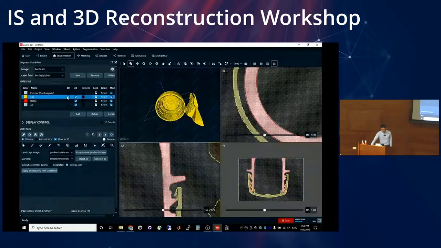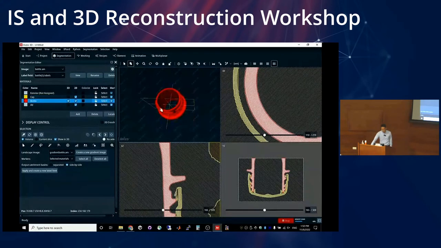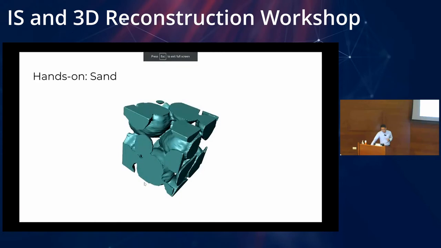Now you see it's separated the cap from the bottle. I can clean this up later by adding more brush strokes there for the air. And the bottle is nicely separated. Now, how does this work? Before I go into the explanation, I want to show you this picture.